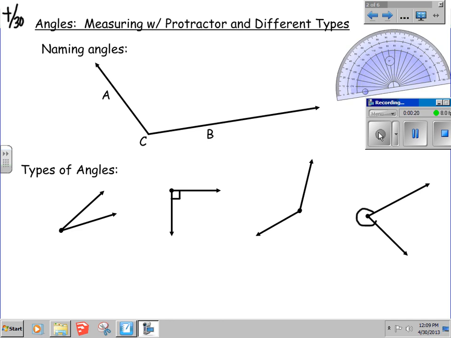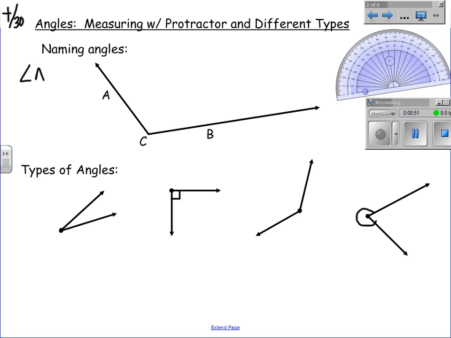I'd like you to replicate this angle in your notebook quickly, make it look approximately the same, and put the letters in the same positions on it. And we're going to decide the different ways we could name this angle. If you want me to look at this angle in particular, you can say, this is angle what? What's one way you could name this? One way. Ellie?